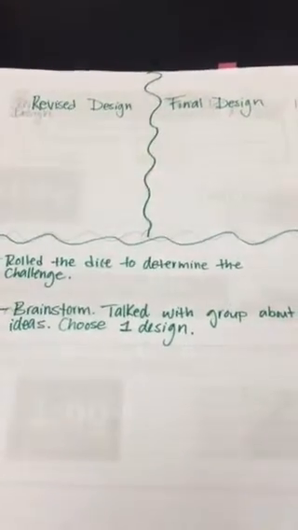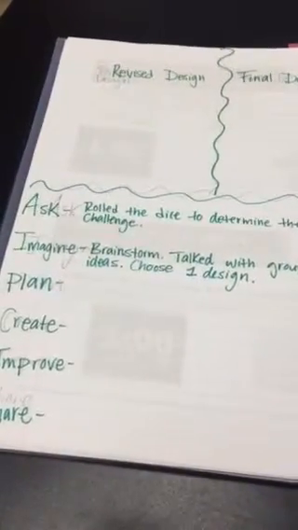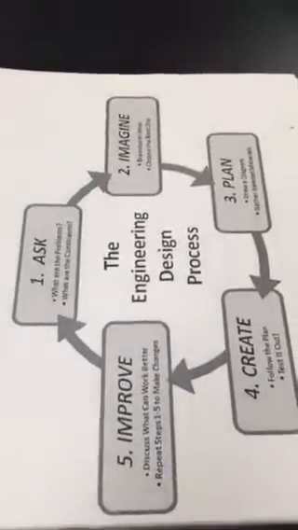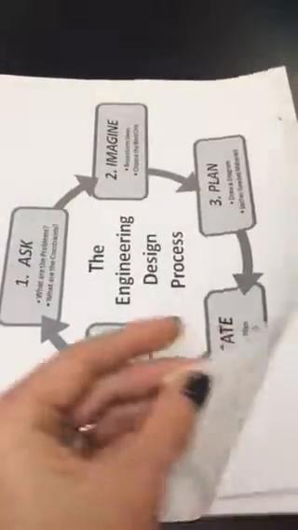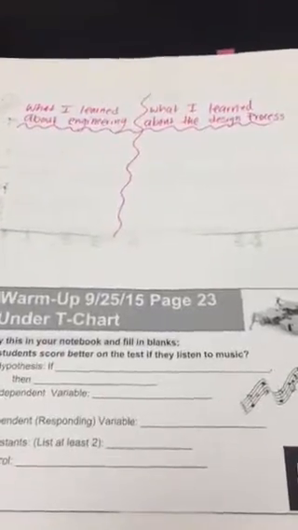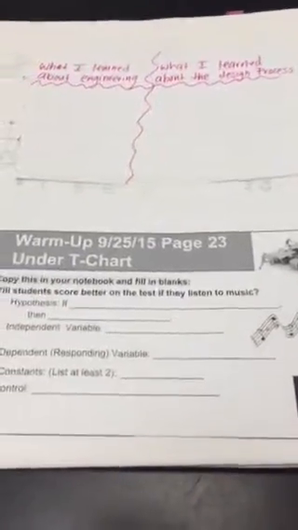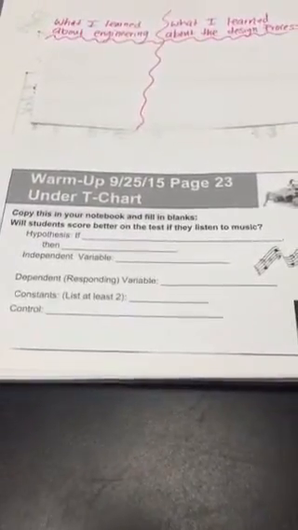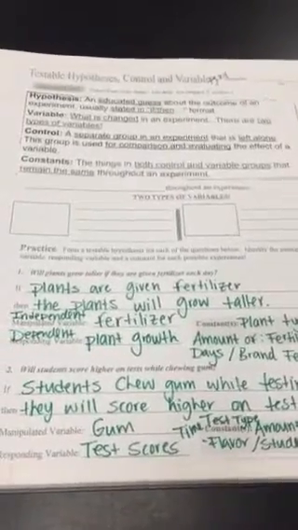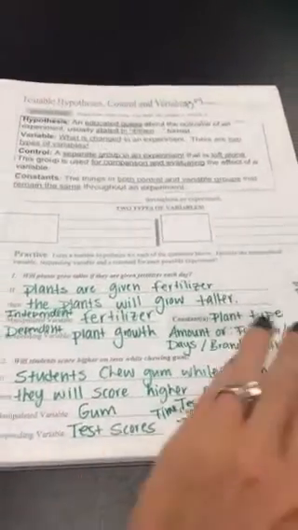On page 21 we drew a sketch of your revised design and final design and went through the steps of the design process. Across on page 22 is the engineering design process, the steps that engineers use to solve problems. On page 23 is the T-chart we made about learning about engineering, and under that T-chart was the warm-up from September 25th, identifying variables. On page 24 was the testable hypothesis, control, and variable activity.